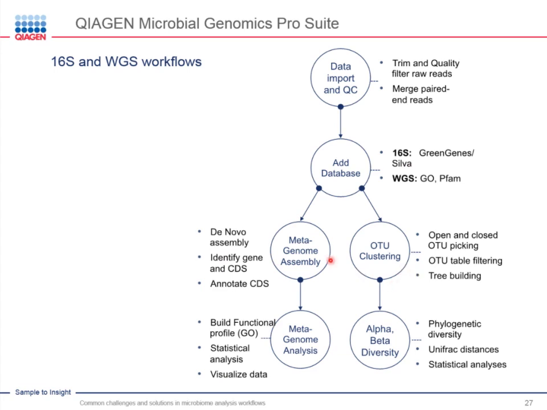On the other side, for 16S, you would have the OTU clustering and the tree building. And as the secondary analysis, you look at the alpha and beta diversity to get the phylogenetic diversity in your sample and to get some statistics out of it. Not to forget, the software directly gives you publication quality visualization plots for your data.